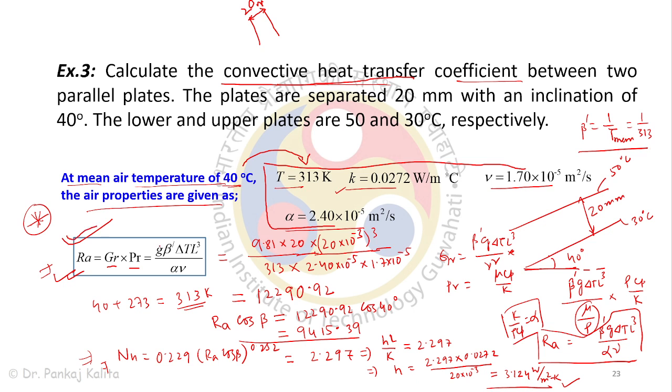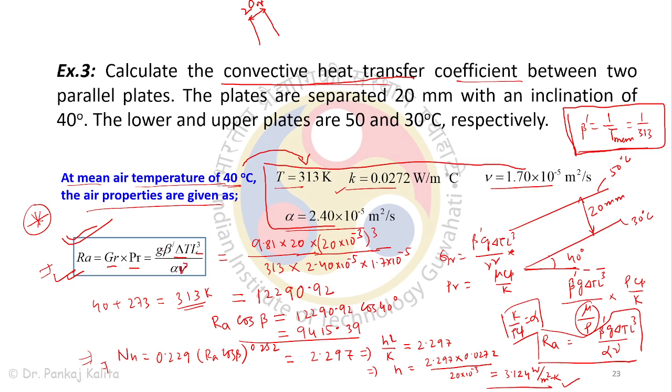Where g is your acceleration due to gravity, beta dash is your temperature coefficient, which will be 1 by T mean. Okay, so your T mean is 313 Kelvin, and your delta T is the temperature difference. L is your length, right? The distance. And alpha is your thermal diffusivity, and nu is your kinematic viscosity.